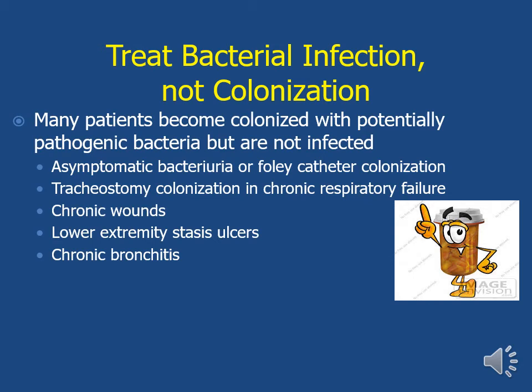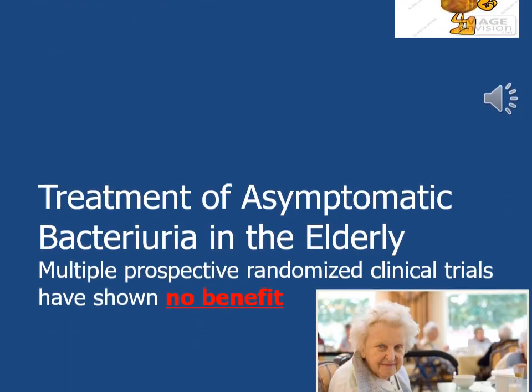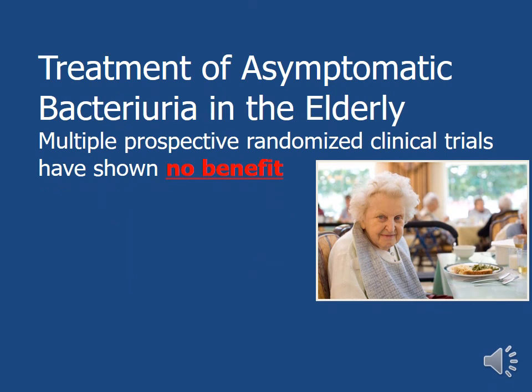Treat only bacterial infection and not colonization. Many patients become colonized with potentially pathogenic bacteria, but they are not infected, such as asymptomatic bacteriuria or Foley catheter colonization, tracheostomy colonization in chronic respiratory failure, chronic wounds, lower extremity stasis ulcer, venous ulcer, and chronic bronchitis. Treatment of asymptomatic bacteriuria in the elderly: multicenter randomized clinical trials have shown no benefit.